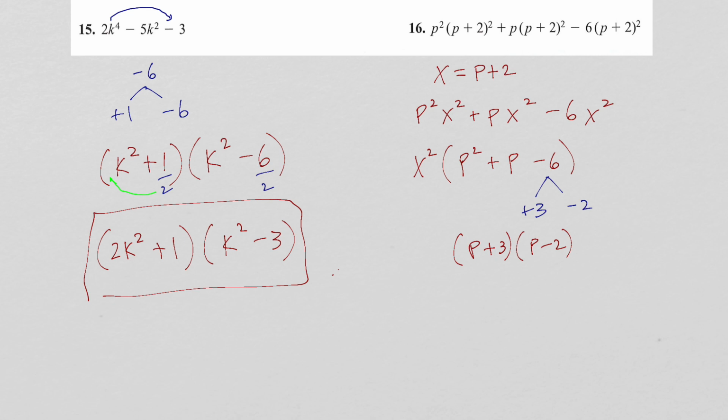And I don't need to divide out anything because I didn't do slide, divide, slide. So instead of putting this x squared here, I'm going to put what x is. And this will be p plus 2 squared. And that's the final answer. And that's it.